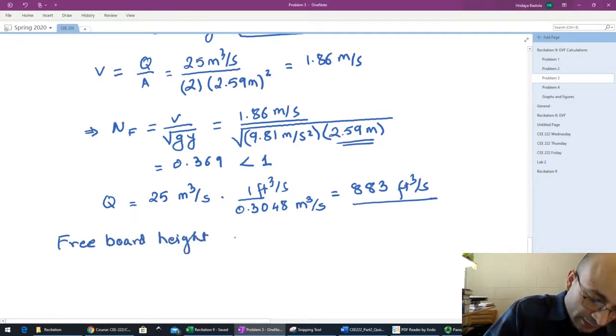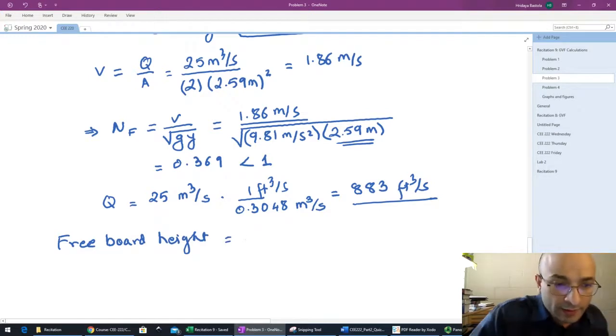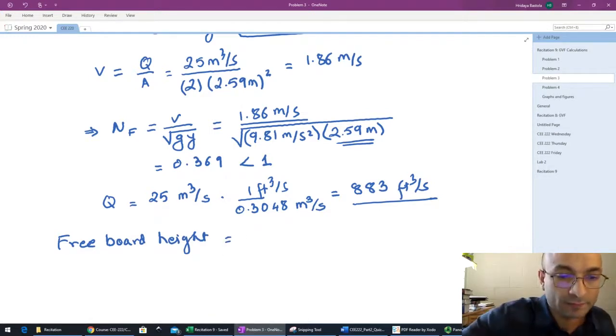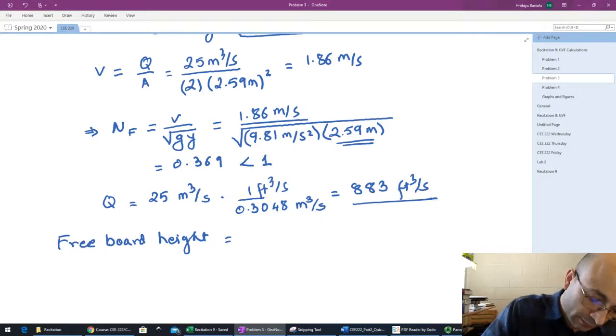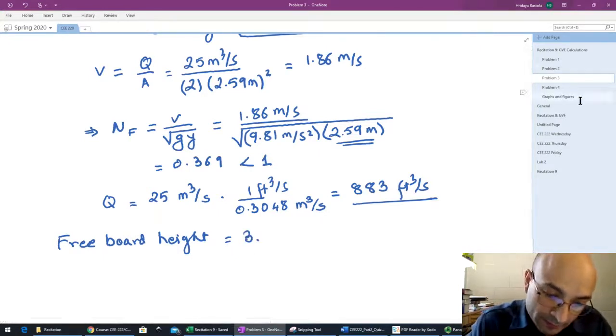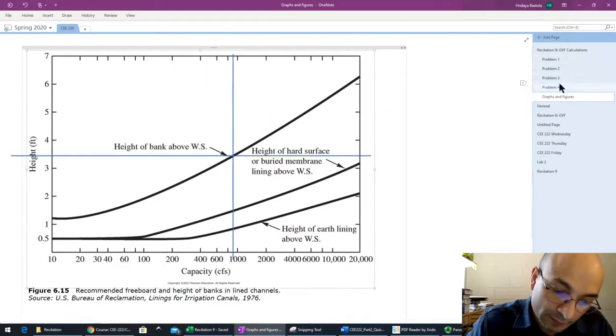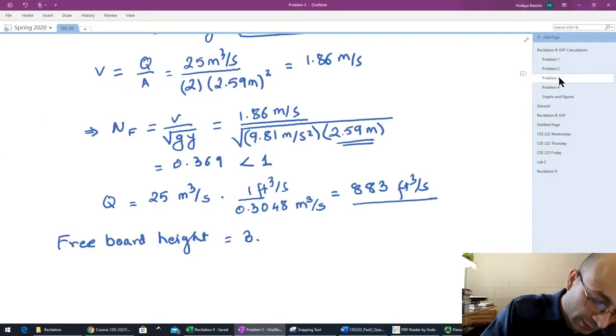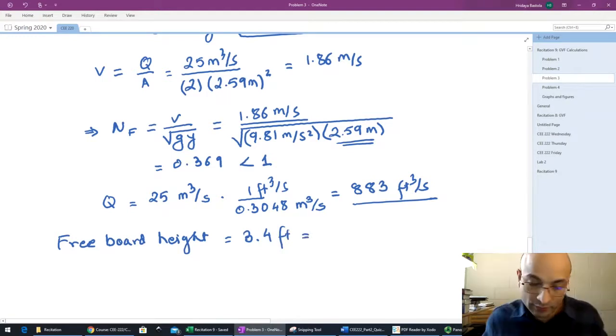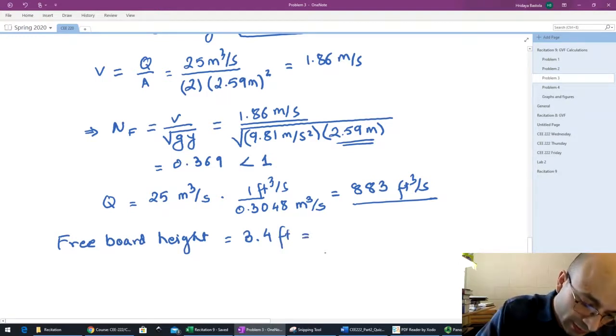Freeboard height is equal to 3.4. Let's just stick to our estimate of 3.4 feet, and this is going to be close to a meter here. So I'll just call it 1 meter.